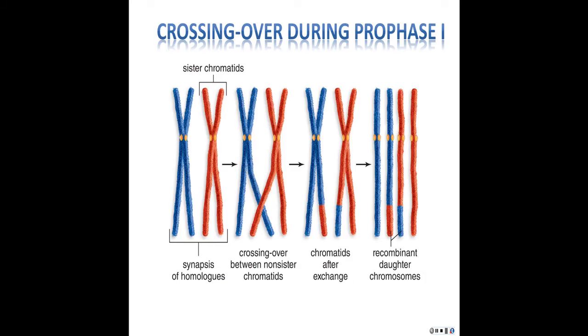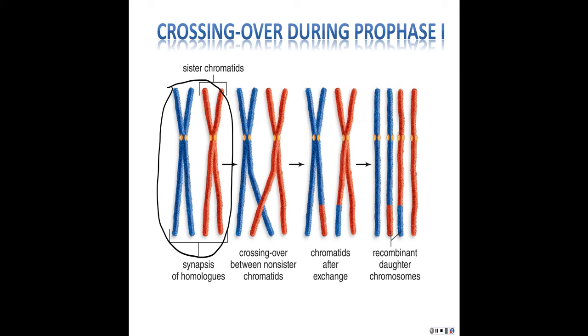This is a good example of how crossing over works. Let's clarify what we're seeing here. This is a duplicated chromosome. You can see two sister chromatids, 1 and 2. You can see the kinetochores on the centromeres. And then this is mom's chromosome. Notice that they're paired up next to each other.